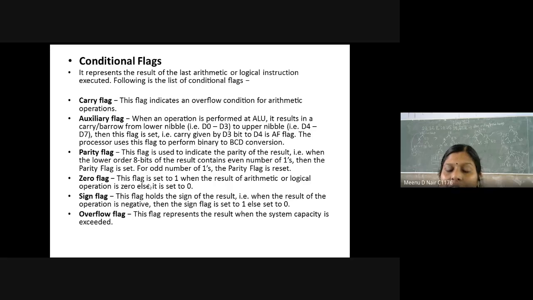Zero flag means if the resultant answer is 0, then the zero flag will be set. Then, what is the sign flag? If the result is negative, then the sign flag is set as 1. Overflow flag: if the result exceeds the system capacity, then the overflow flag will be set as 1. So these are the conditional flags.